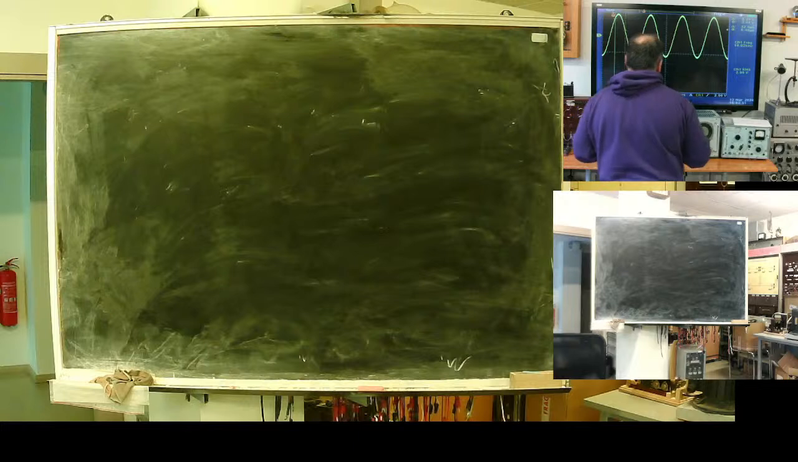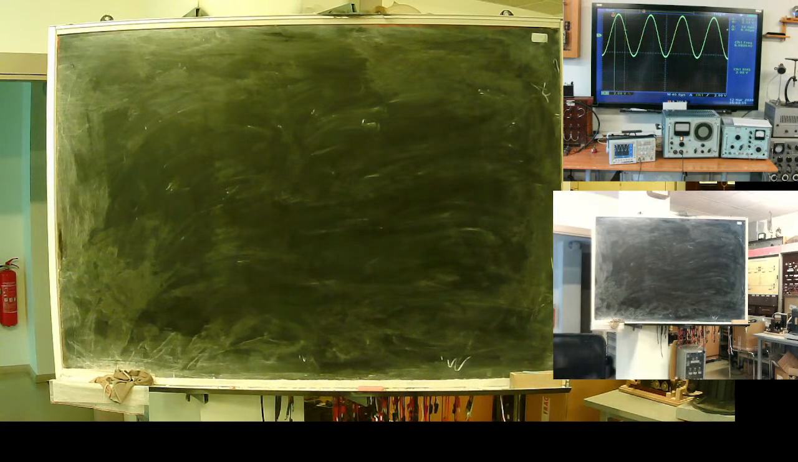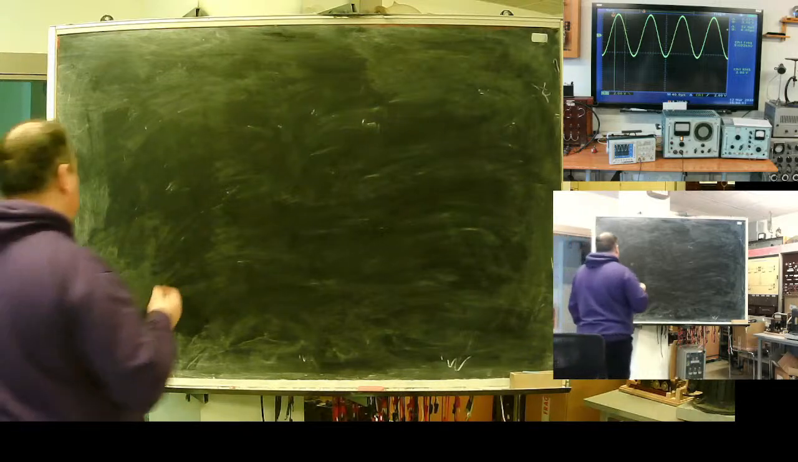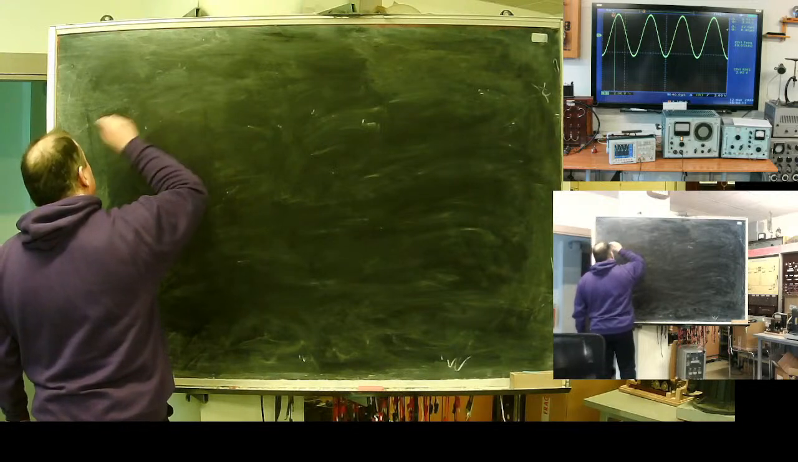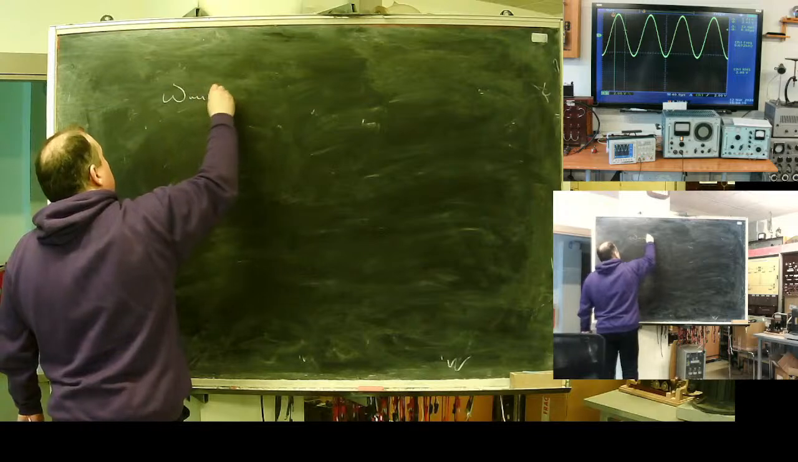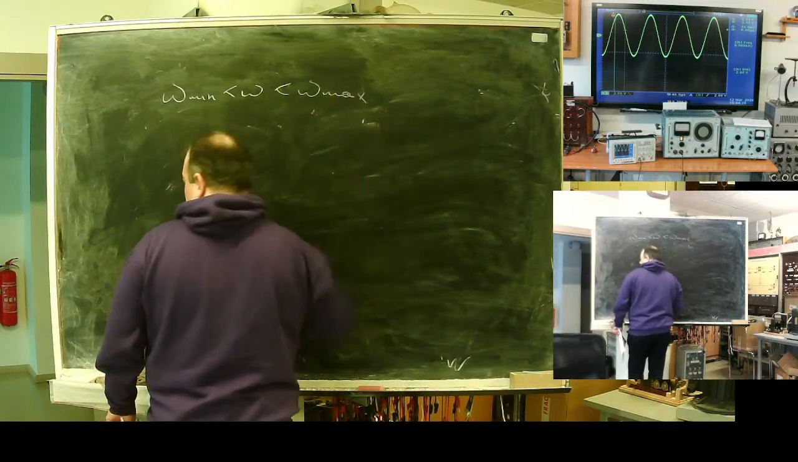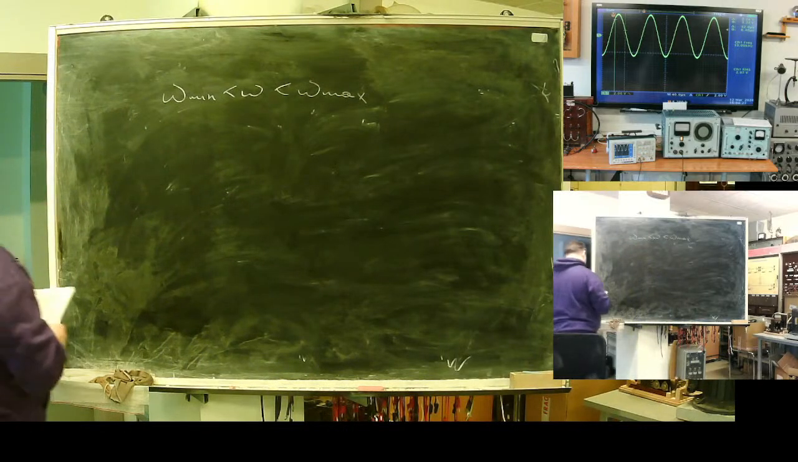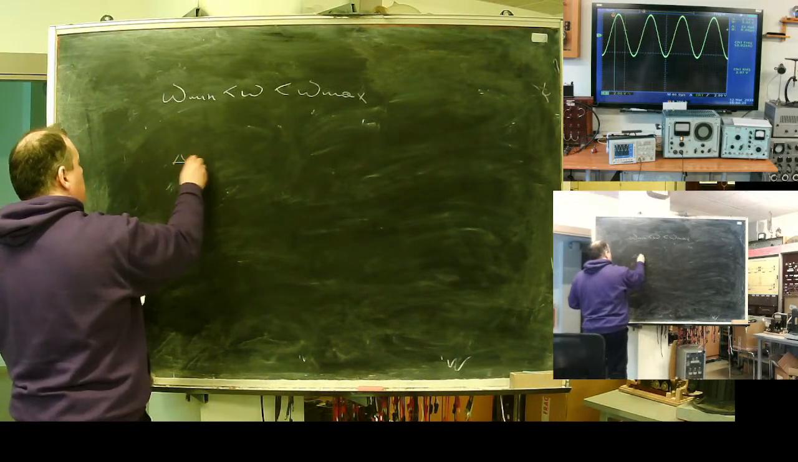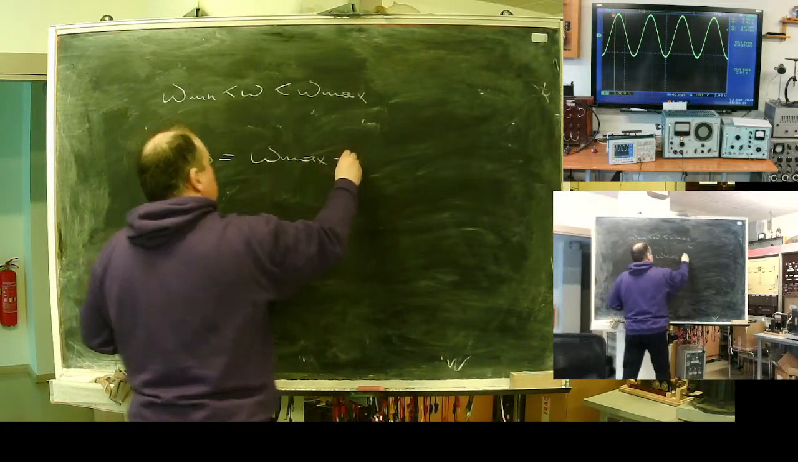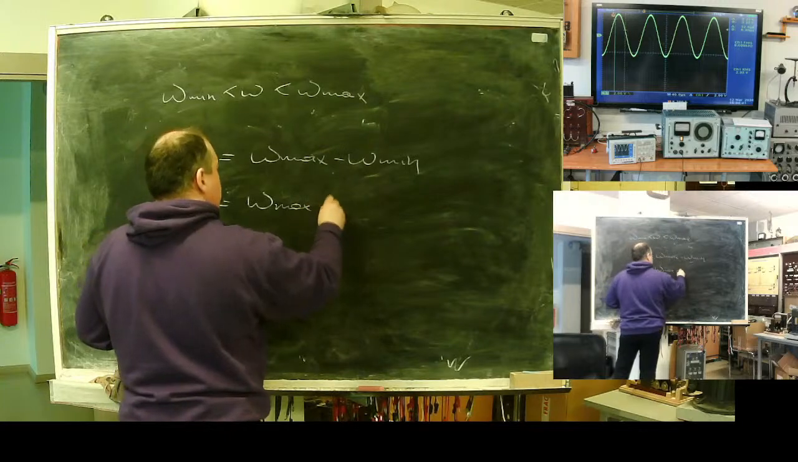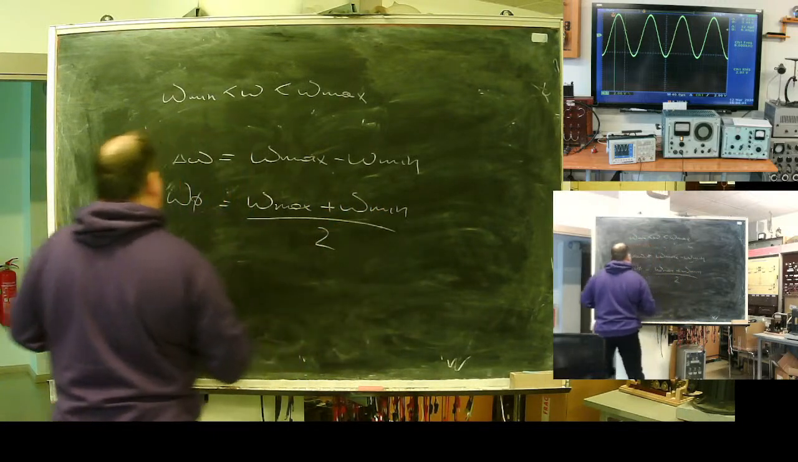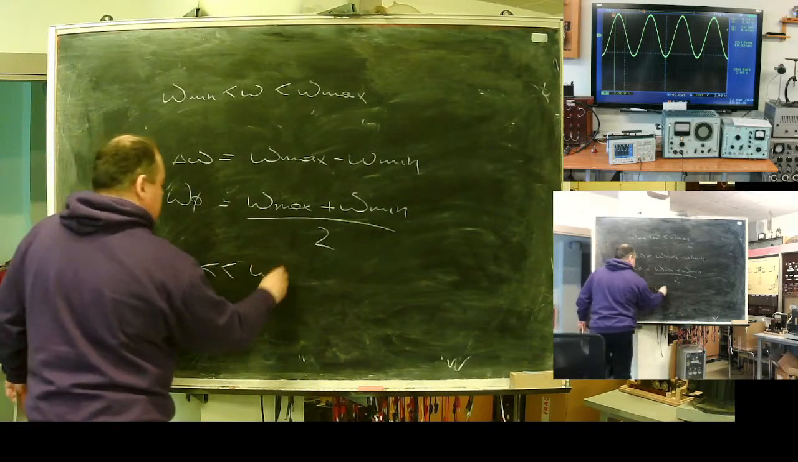Another interesting thing we can find if we analyze in frequency space. Let's assume we have a narrow band signal in frequency, in the area from omega min to omega max, in which delta omega is omega max minus omega min. Omega 0, the central frequency, is omega max plus omega min divided by two, and delta omega is much lesser than omega 0.